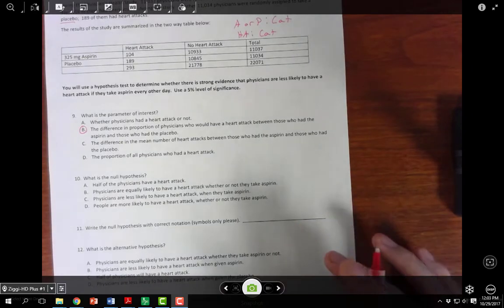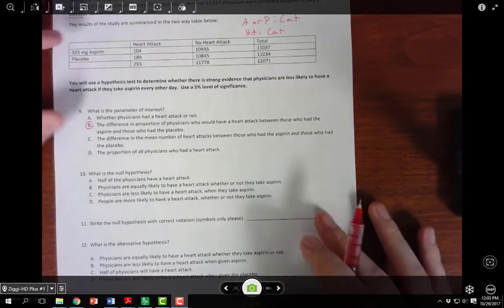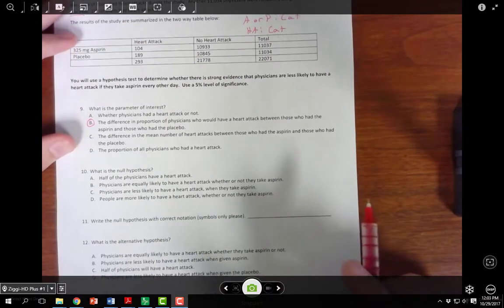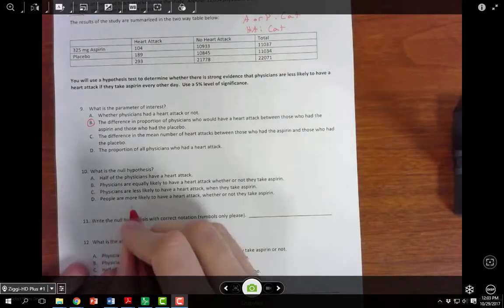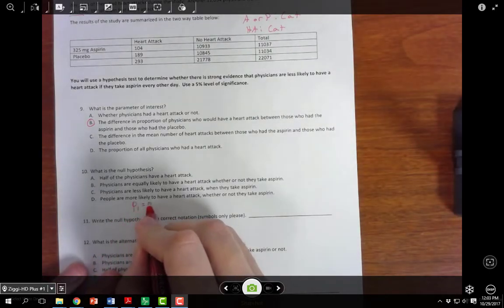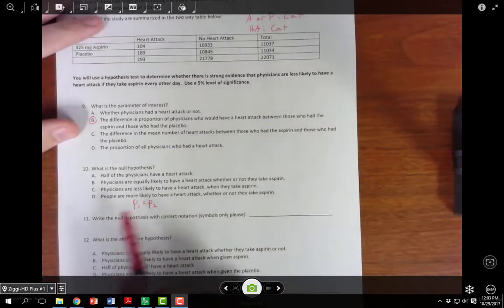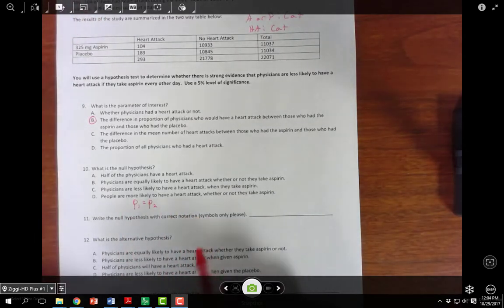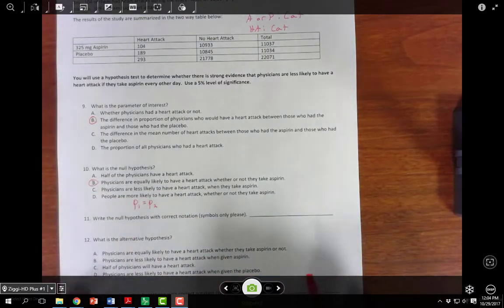So 10 wants to know what is the null hypothesis. The reason why we want to know the parameter of interest is that it'll tell us what the null hypothesis is. So we're just going to assume that there is no difference between the two groups, that P1 is equal to P2, or the doctors on the aspirin is equal to the doctors on the placebo. So physicians are equally likely to have a heart attack whether or not they take aspirin. So the correct answer would be B.